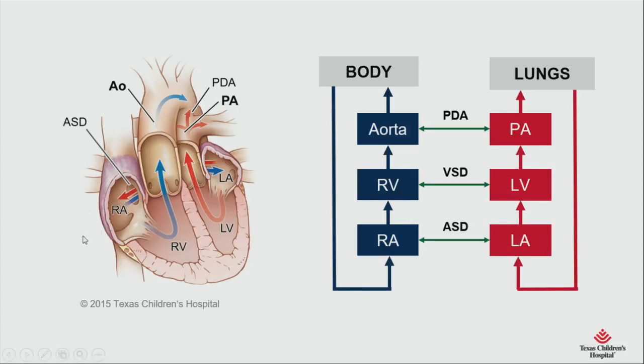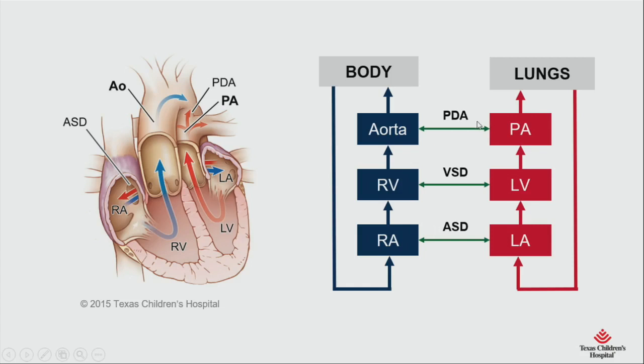So obviously, when we're talking about a transposition of the great arteries, you have two parallel circuits where the blood coming back from the body is going back to the aorta and back to the body, and the blood coming back from the lungs is going back to the lungs. So you're relying on one type of connection in between both circuits. Now, by far, the best connection is actually at the atrial level.